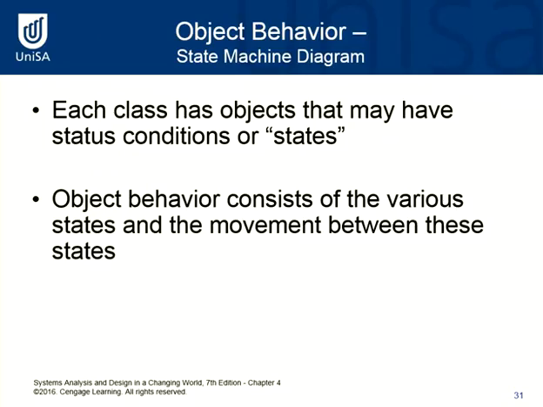And I just want to finish off, I guess, we've still got a bit more to do, thinking about state machine diagrams. So each class has objects that may have status conditions or states, okay? And in order to represent those different states or state conditions, we can create something called a state machine diagram. And we need to be able to show the behaviour of the object when it moves from one state to another.